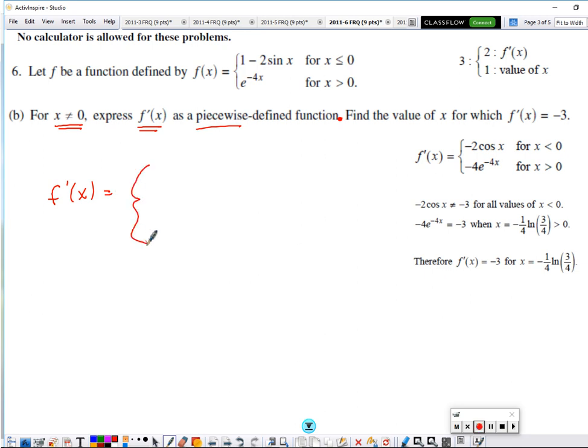Let's see. The derivative of 1 would be 0. The derivative of sine is the cosine, so that's just negative 2 cosine x. And that would be true for all x. Here we go. It can't equal 0, so it's just x less than 0.